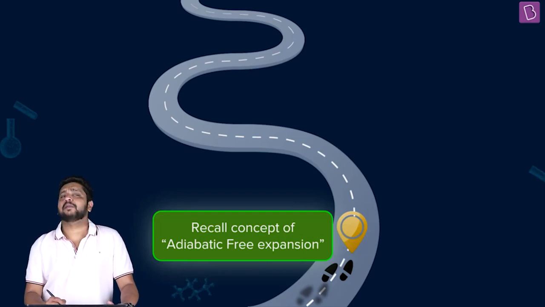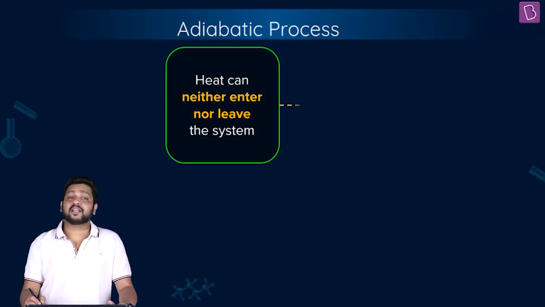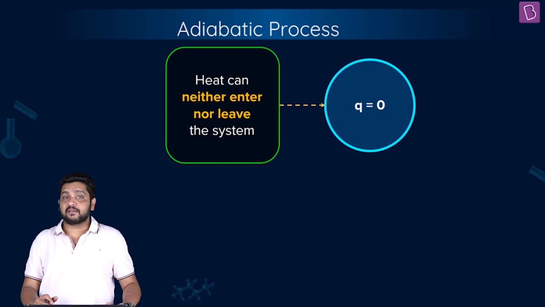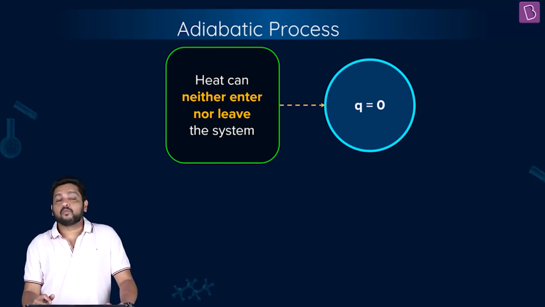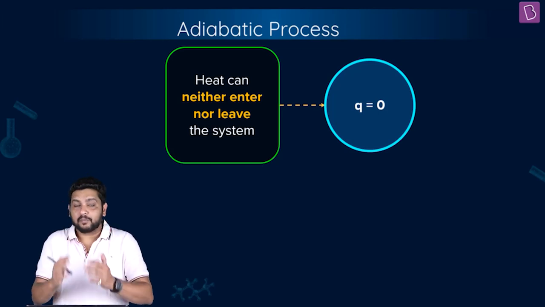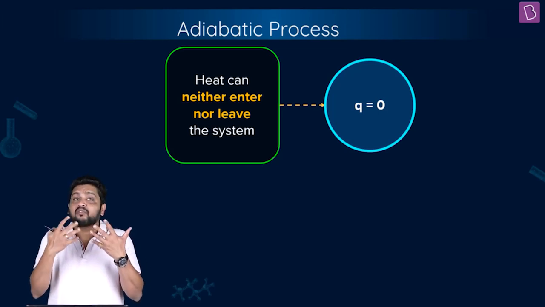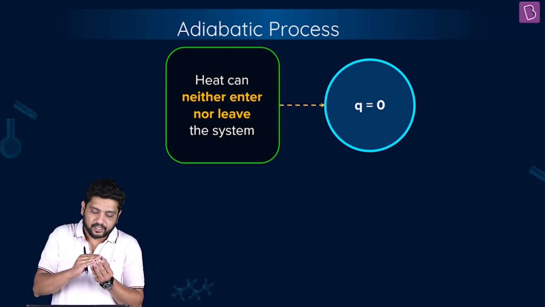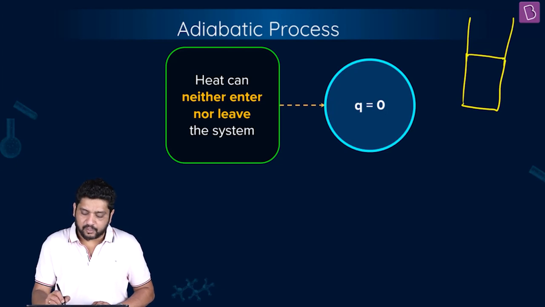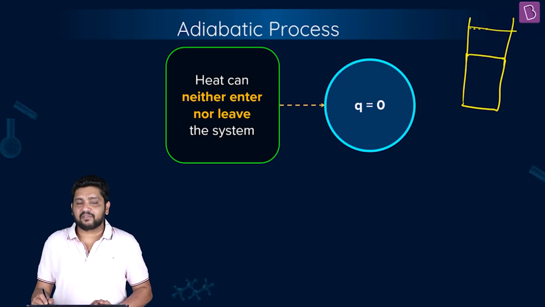So what do we mean by adiabatic free expansion? First of all, what is adiabatic? We know an adiabatic process is one where there is no heat exchange between the system and surroundings. Then what is free expansion? Free expansion is expansion against vacuum, when a system does not face any external pressure. So let's say there is a box with a gas, and above this box there is a region which is perfectly vacuum.